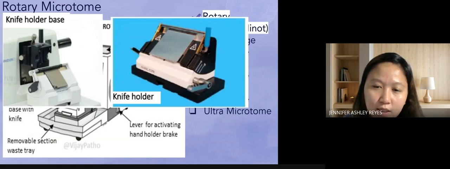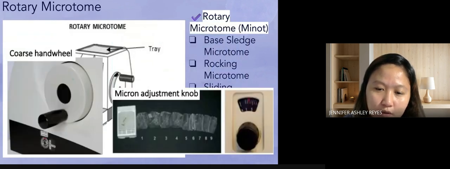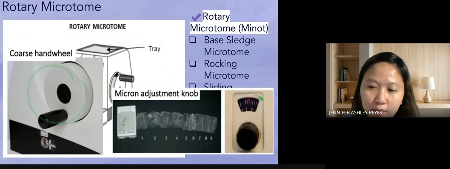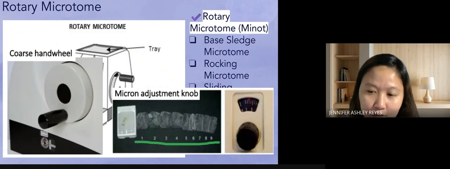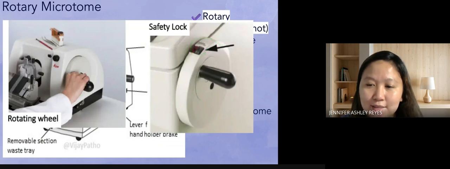So the parts: knife holder base and knife holder. This is the coarse hand wheel and the micron adjustment knob so that you can adjust the size of your sections. So this is the rotating wheel and the safety lock. Make sure you have access to the safety lock.